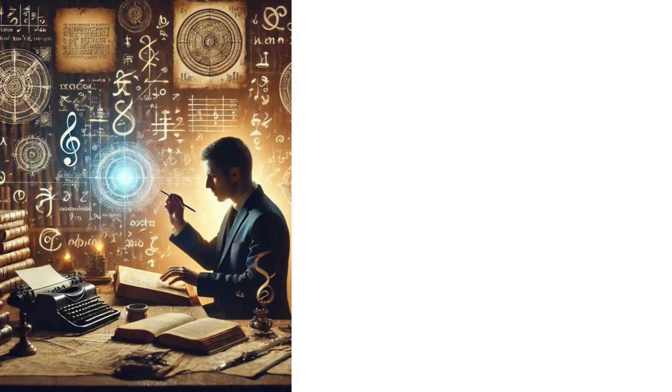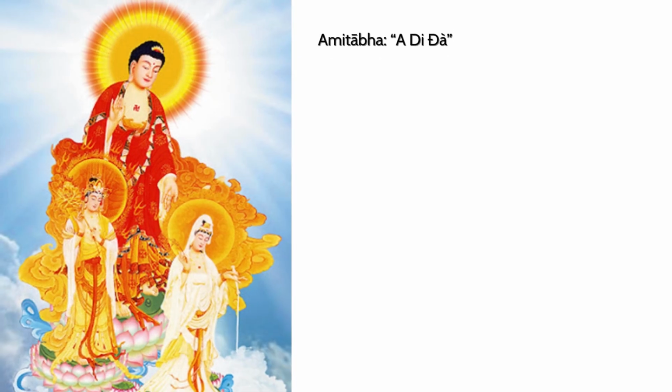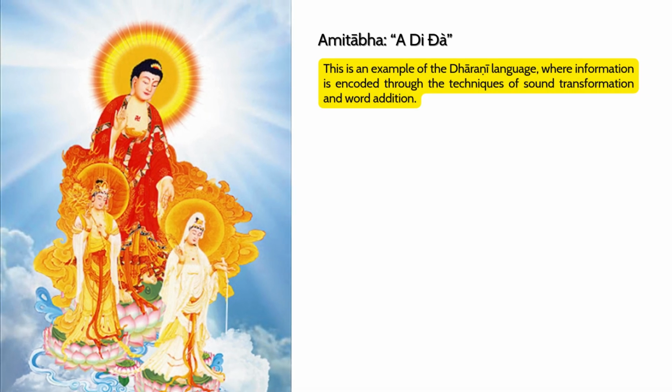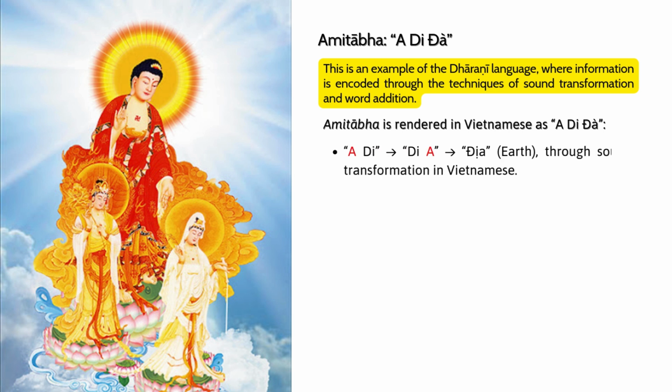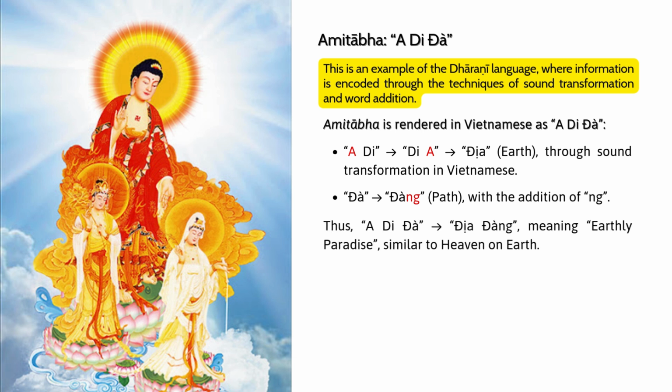Next, we will decode the name of Buddha Amitabha. This is an example of the Dhāraṇī language, where information is encoded through sound transformation and word addition in Vietnamese. Amitabha is rendered in Vietnamese as Adida, in which the word Adi undergoes a sound transformation into Dia, and with the addition of a diacritical mark, it becomes the word Dia. For the word Da, when the sound ng is added, it becomes dang. Thus, Adida is transformed into Diadang, meaning earthly paradise, similar to heaven on earth.